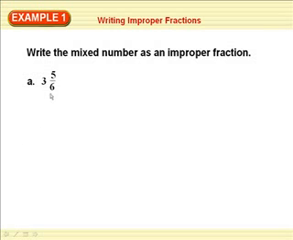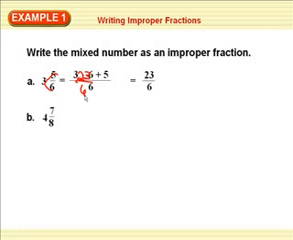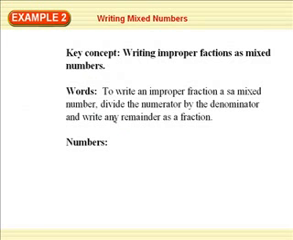Here we go. Multiply, then add. Start at the bottom. 18 plus 5 is 23. The 6 stays the same. Done. And notice it's an improper fraction. The top number, the numerator, is bigger than the denominator. So we just, 8 times 4 is 32, plus 7, so you get 39 over 8. These are fun. As long as you know your facts, they're pretty quick.